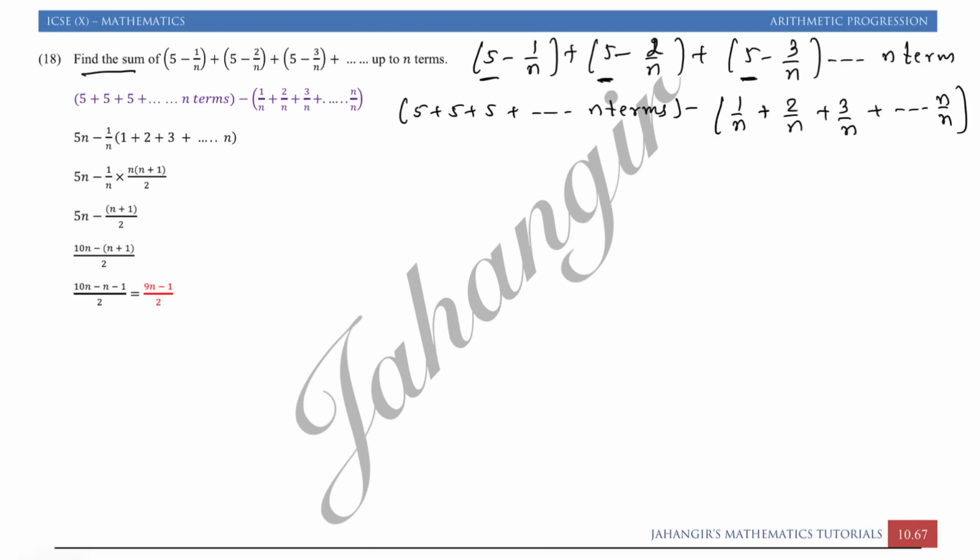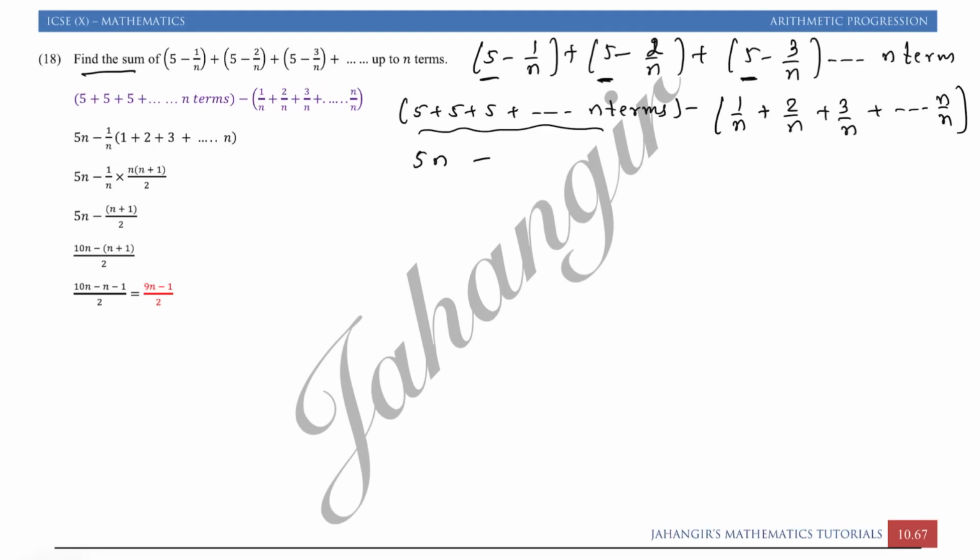Okay, so now if you add 5 six times, what will you get? 5 into 6. If you add 7 times, you will get 5 into 7, 5 into 8, and so on. So if you are adding 5 n times, what are you going to get? 5 into n. This will become 5n. This is a simple concept. If you are adding 5, 5, 5, 5 n times, it will become 5n.